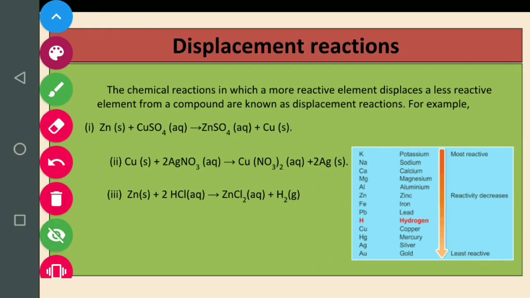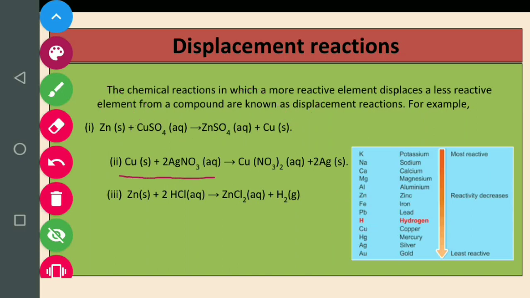Here the element which is most reactive displaces the other element from its position. Now it is given in the example. First example, Zn plus CuSO4 gives you ZnSO4 plus Cu. Here you can see Zn and Cu. So Zn is more reactive than copper. Then Zn displaces copper from its place, combines with the sulfate ion to form zinc sulfate, and gives copper.